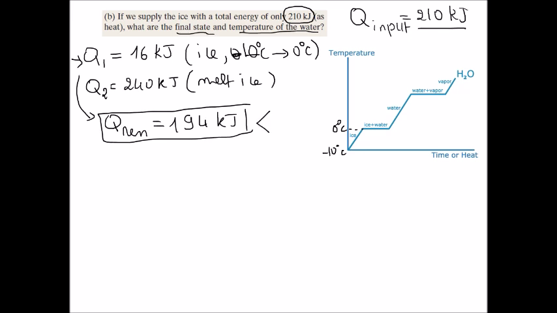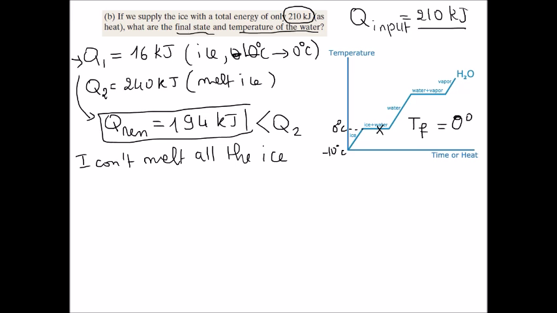That's the energy remaining from the first step. This is smaller than Q2, so I cannot melt all the ice. Probably I will melt a part of it. I will use the energy to melt a certain part of it. What does it mean? Can I raise temperature? I'm not raising temperature. So my final temperature, what is it? 0 degrees Celsius. I am still melting ice.